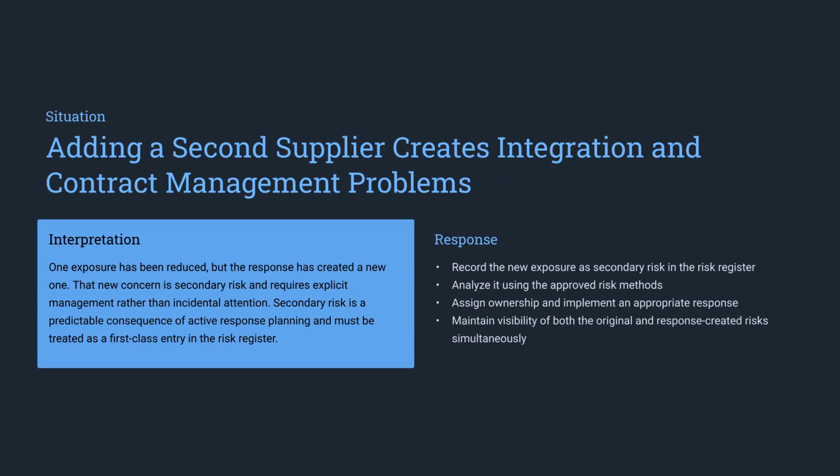When an active response creates a new problem, such as integration issues after adding a supplier, you have a secondary risk. Record this as a new first-class entry in your register and manage it explicitly.